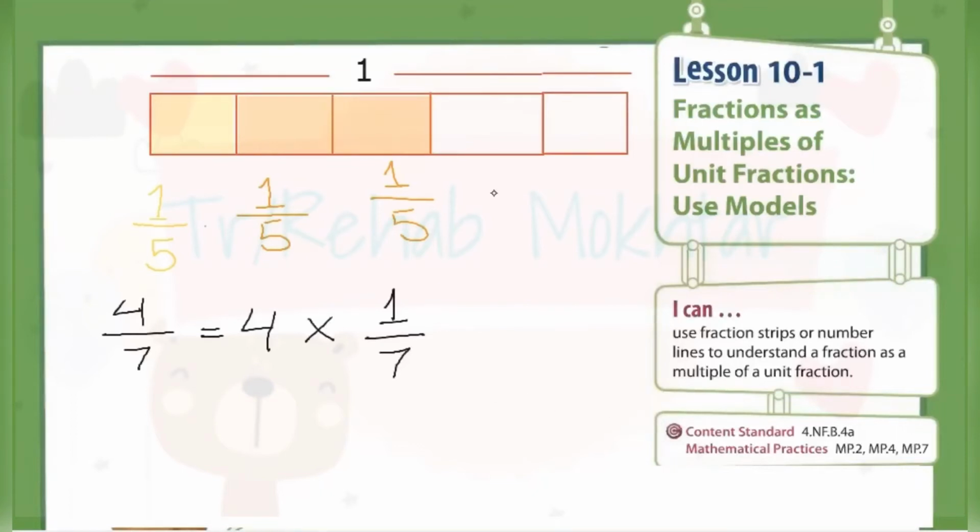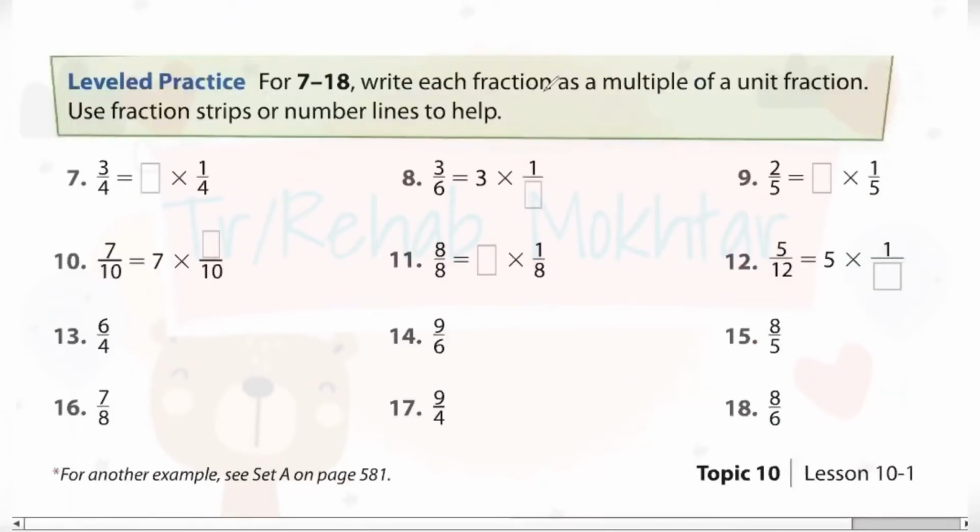Let's start our lesson. Write each fraction as a multiple of a unit fraction. Use fraction strips or number lines to help. Number 7, we have 3 out of 4. This fraction has 3 as numerator and 4 as denominator. 1 out of 4 is a unit fraction. So I will keep the numerator here, times what, teacher? Times the unit fraction.